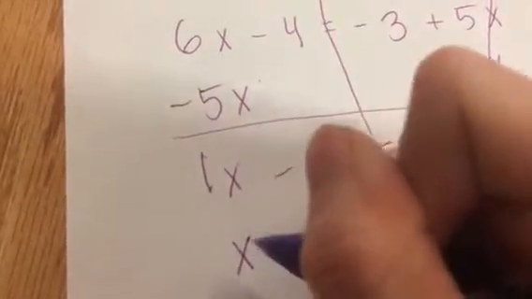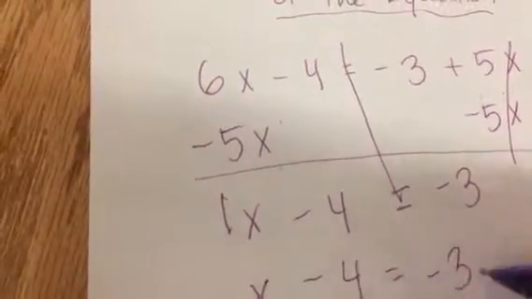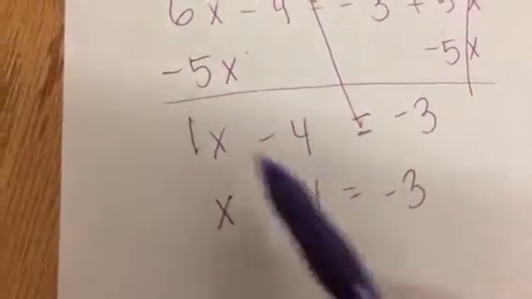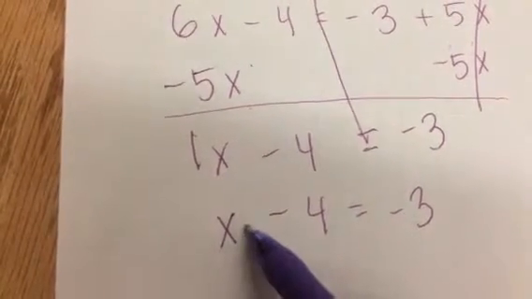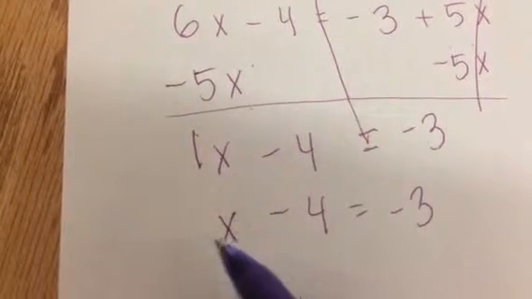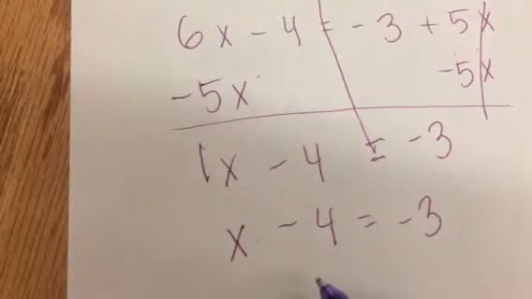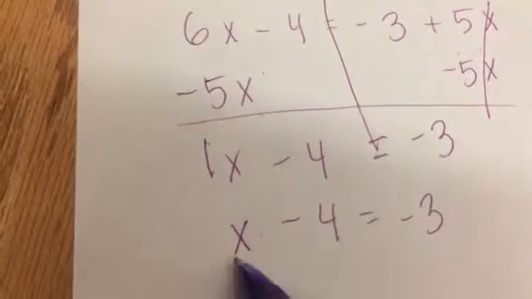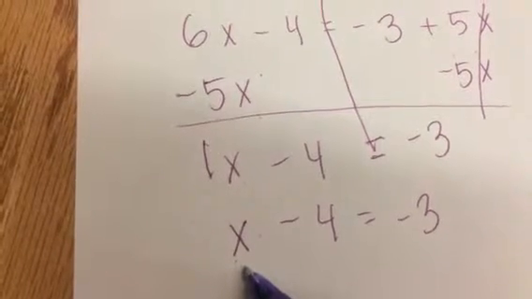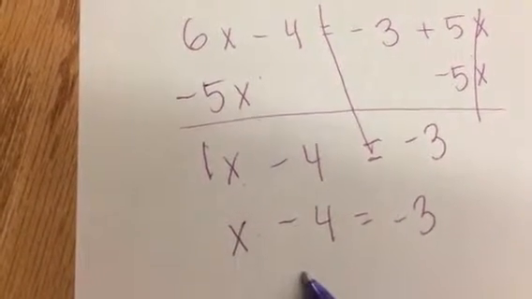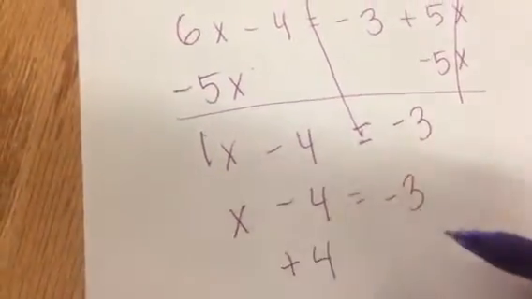So let's recopy that. x minus 4 equals negative 3. All right, I just recopied this equation, and instead of having 1x, x is the same thing as 1x. Now we have x minus 4 equals negative 3. And again, we still want to isolate that variable, make it the only thing on this side of the equation. So to get rid of this minus 4, we would add 4 to both sides.